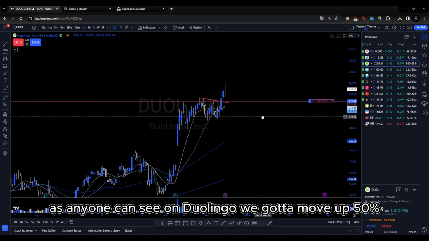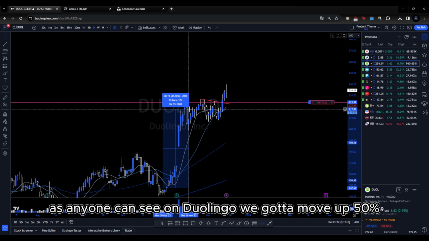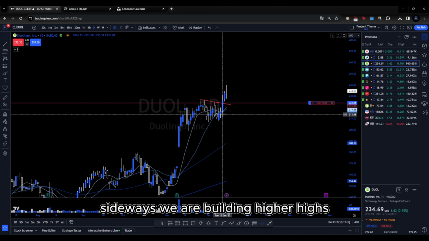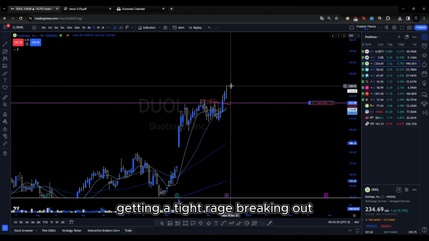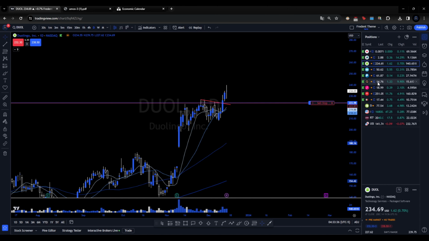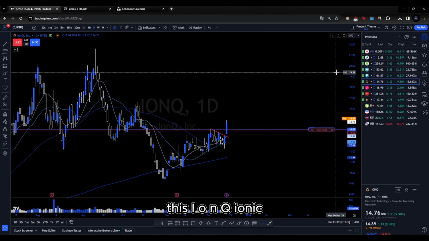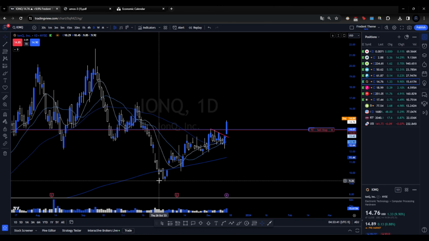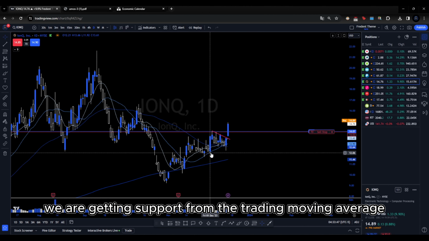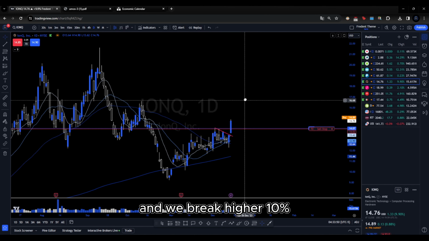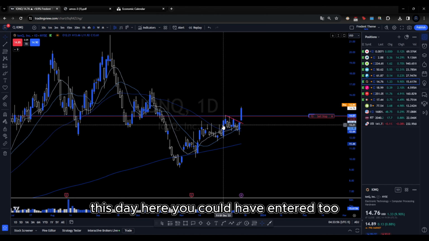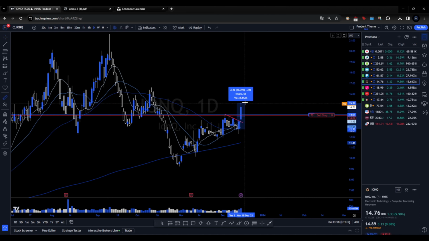The same we can see on Duolingo. We got a move up 50%. Sideways. We are building higher highs, hitting a tight range, breaking out. Now I also have this IONQ, IonQ. We made a big move up, 50%, we move sideways, we are getting support from the 20 moving average, and we break higher, 10%. You could have entered here as well. This day here, you could have entered too, but you would have been in a bit of drawdown here maybe. That's okay.